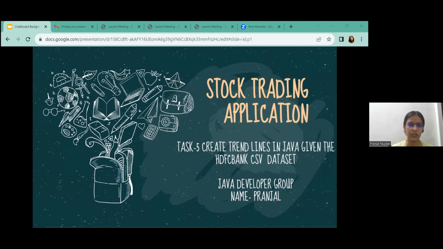So, first, let's talk about why trend lines. Trend lines in stock trading are essential because they provide a way to understand and interpret the price trends of a stock. Trend lines help traders to determine whether the stock is in an uptrend, meaning rising prices, or in a downtrend, meaning falling prices.